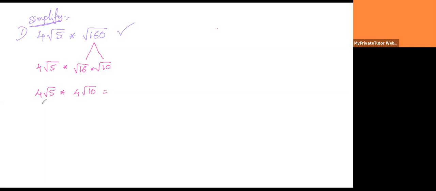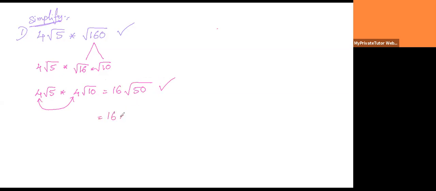So now just multiply. How do you multiply? You multiply the integers separately, like 4 times 4 is 16, and the square root terms separately. Square root 5 times square root 10 is square root 50. If you want to write the answer directly, that is fine. So is this the final answer? No, because this can be simplified further.